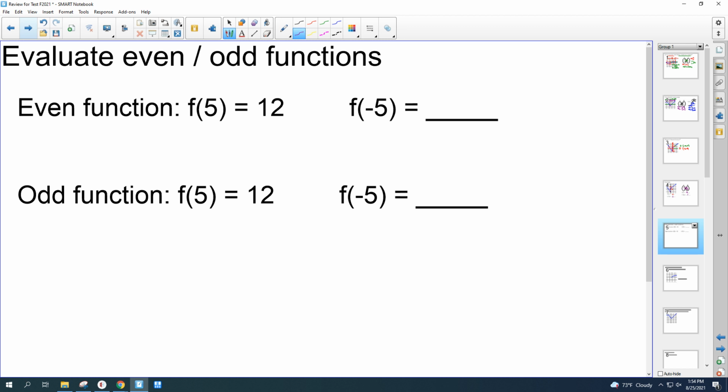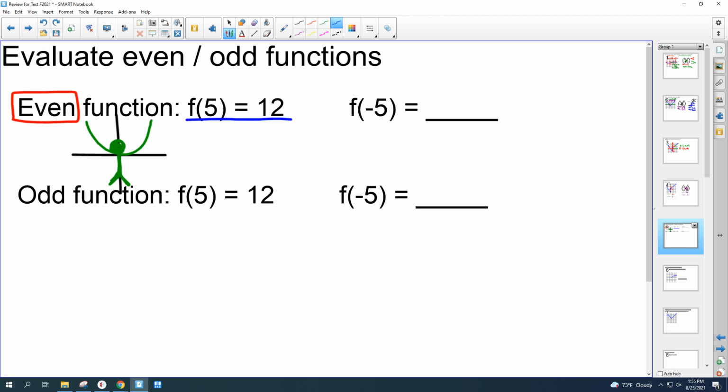Evaluate even and odd functions. This is something that we haven't really talked about in a while, okay? So you probably don't remember this. But even functions, remember I kind of drew an axis and I said, here's a guy, and let's back it up here. And an even function looks like this. So guy looks something like this. Okay. Even function.